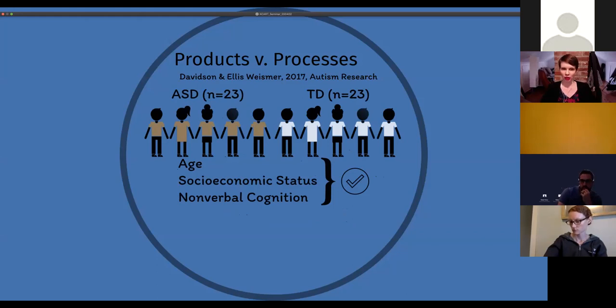So in our study, we're looking at ambiguous sentence comprehension and whether or not children are able to integrate that information in order to disambiguate the sentence. We had 23 children with autism, 23 typically developing children. These two groups were matched on chronological age, socioeconomic status, again measured in mother's years of education, as well as nonverbal cognition, with all participants having scores above 80.